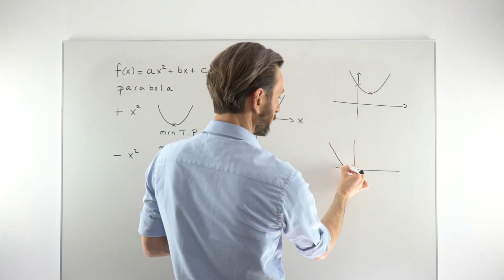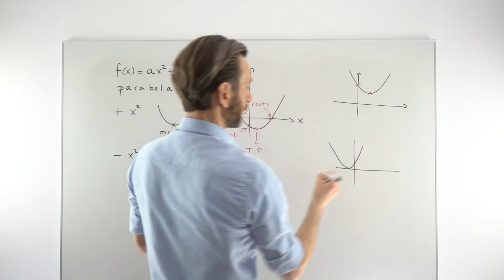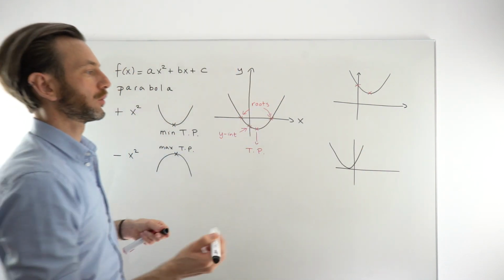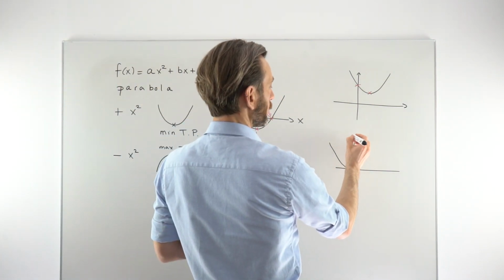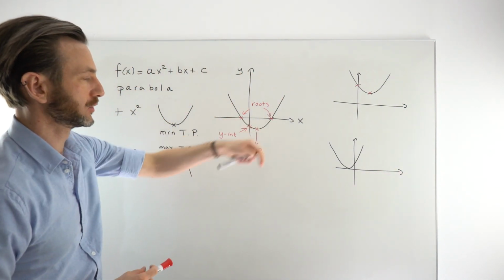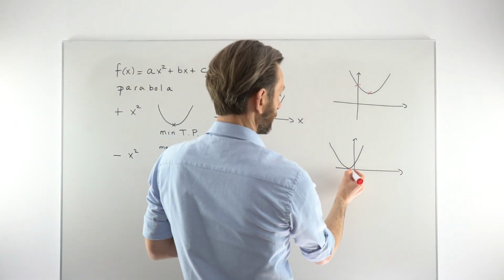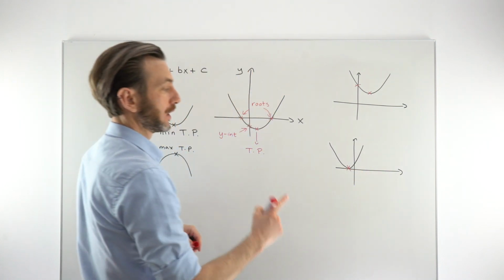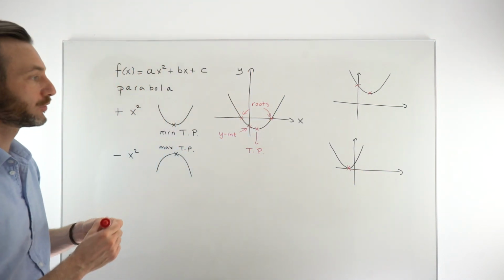So it comes down like this, just touches the x-axis and goes back up. So in that scenario, it's only got one root. It's just touching the x-axis at one single point rather than cutting it at 2 points like this. And that point there is the turning point and also one of the roots. So you've got a few variations.